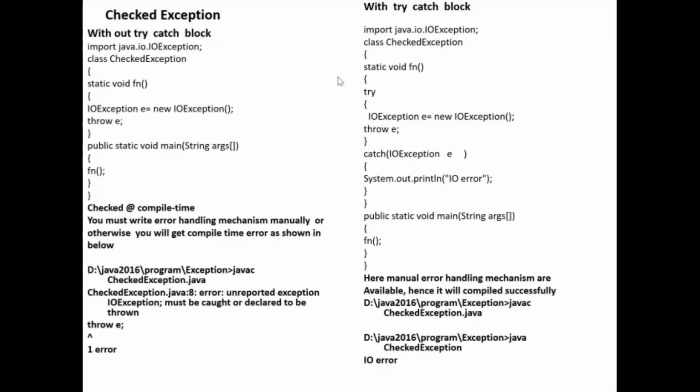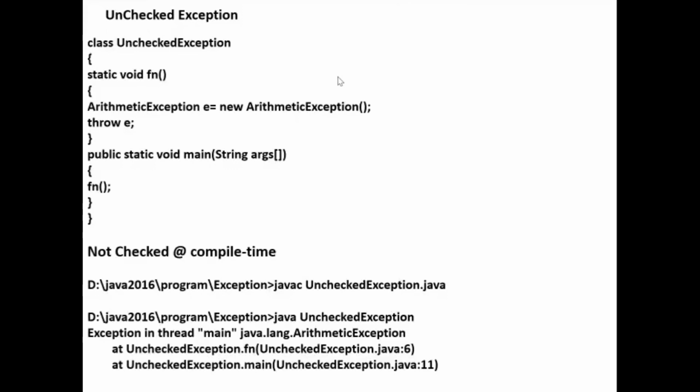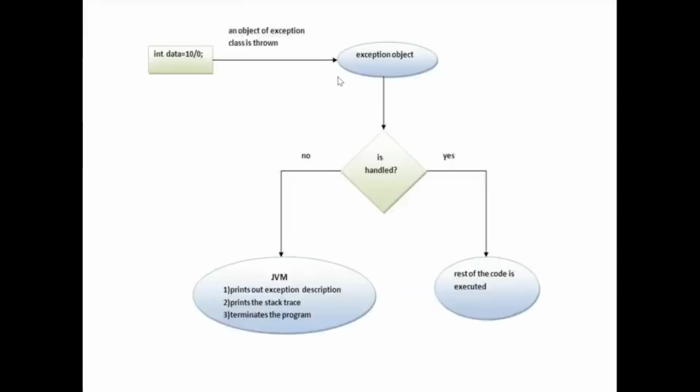Then unchecked exception: for some statements, the compiler cannot identify whether the statement may cause an exception or may not cause an exception. That cannot be identified by the compiler. So those types of exceptions are called unchecked exceptions.